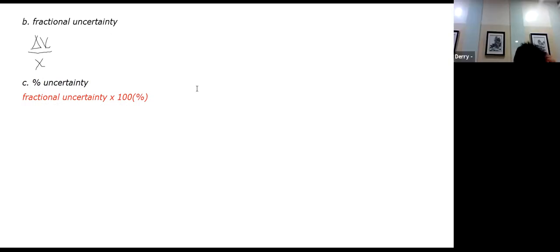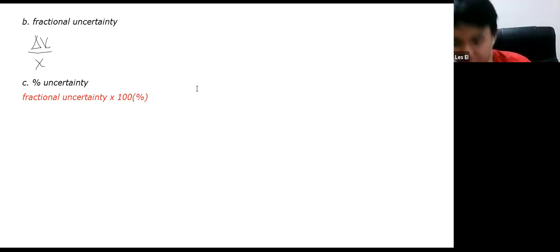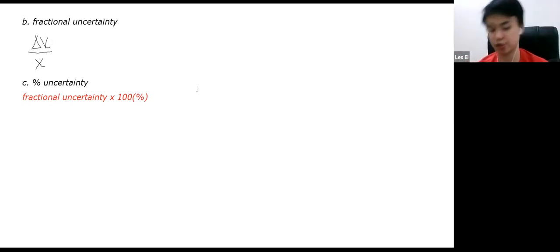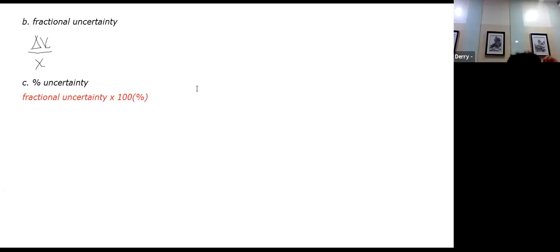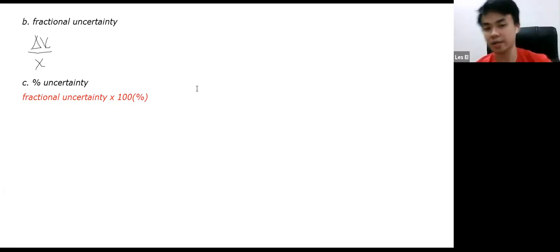The fractional uncertainty is your absolute uncertainty over the measurement that you are taking. Okay, then I will continue to the third point. So just now, the second point we were discussing was the types of uncertainty, right?